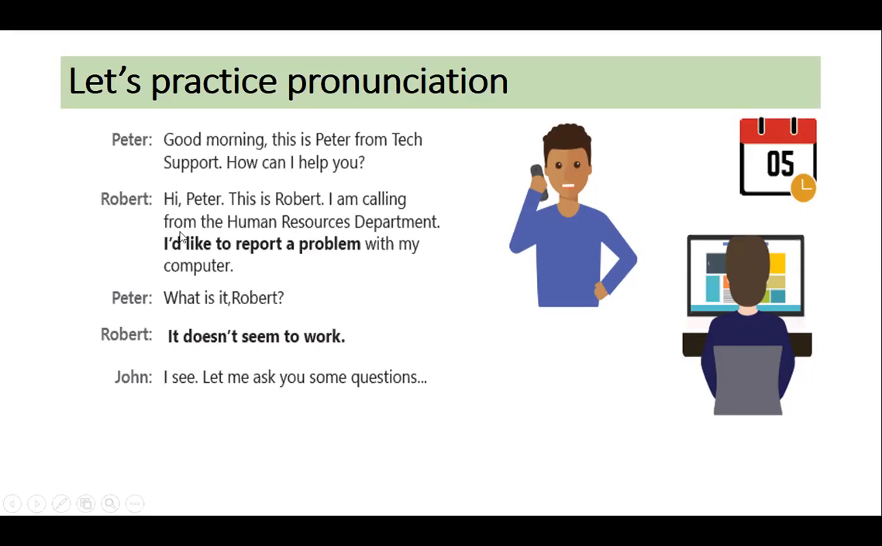Now, let's see this conversation. I would like to listen to Peter is going to be Gabriel. Robert is going to be Carmen. And then I am going to listen to Azalia and Angie. Let's practice the conversation.